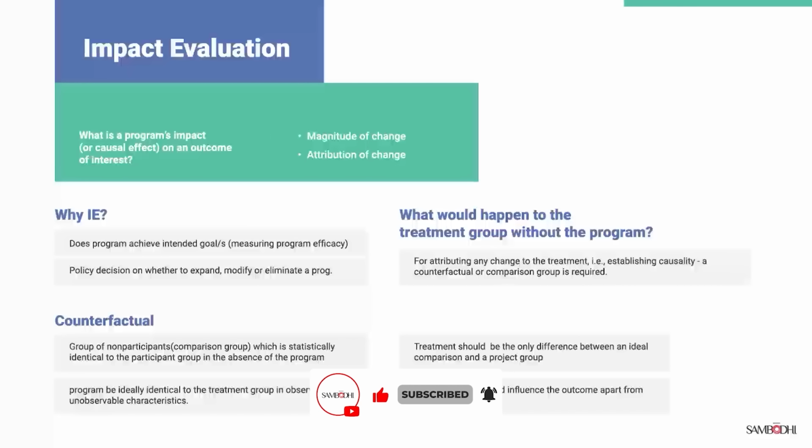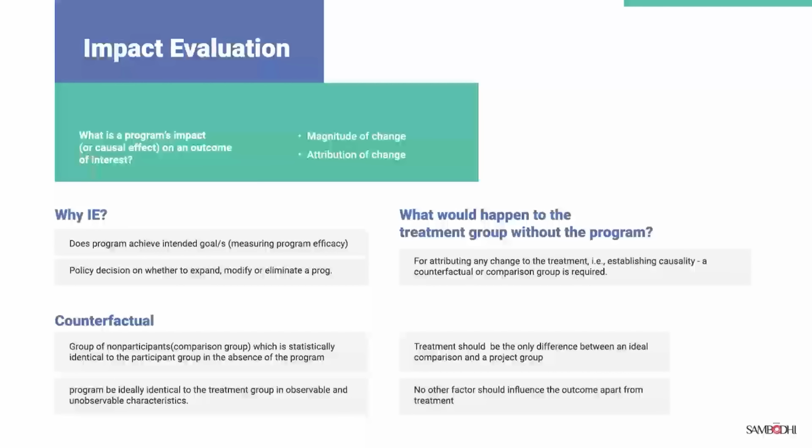But what is the importance of impact evaluation in a study? The need to use impact evaluation can be determined by considering if the program has achieved the intended goals and the kind of policy decisions needed in order to expand, modify, or eliminate a program. This in turn brings about the question of how the changes would impact the treatment group without the program. We will then require a counterfactual or comparison group identical to the treatment group to establish causality, attributing changes to the treatment. Now let us understand what is meant by a counterfactual group.